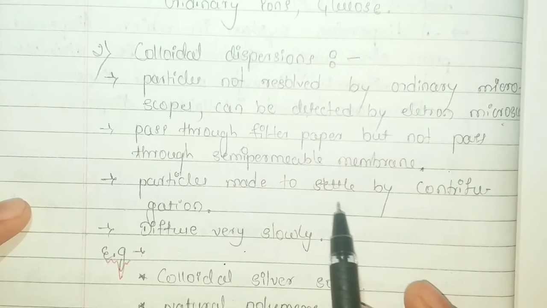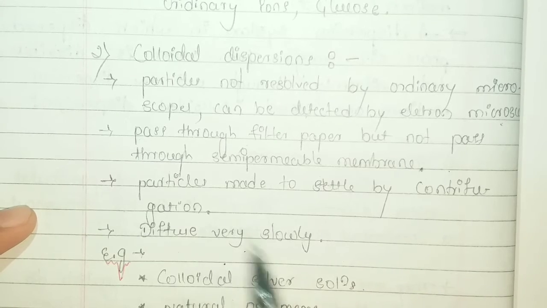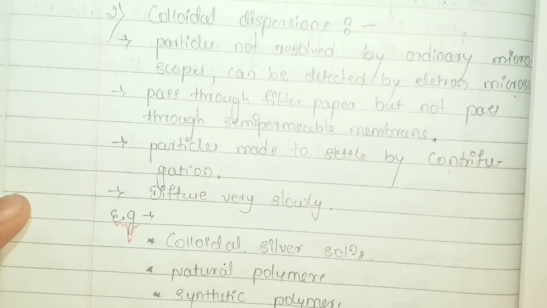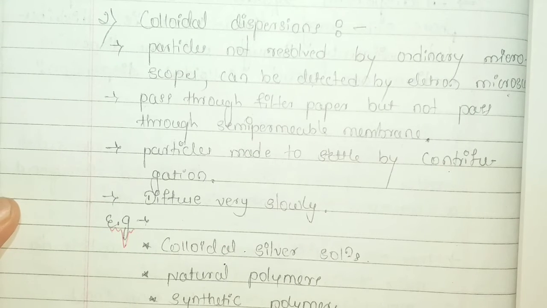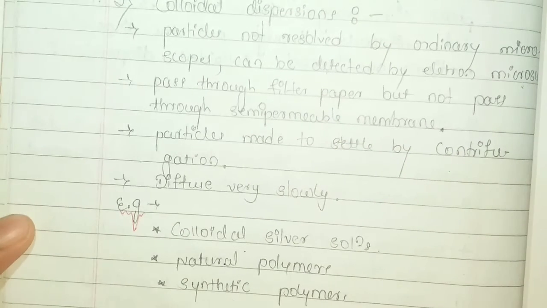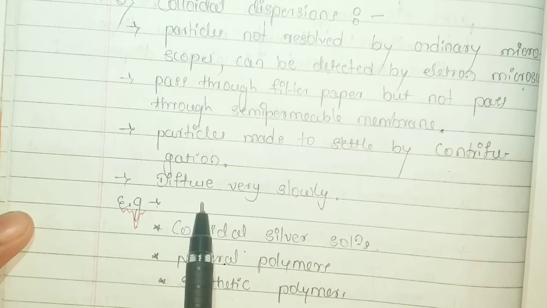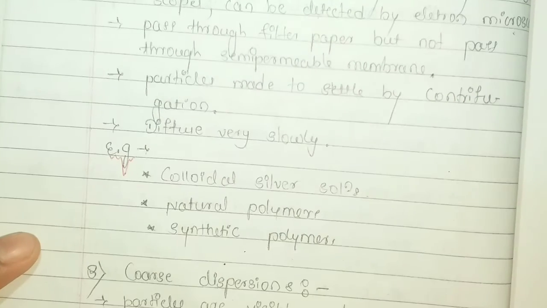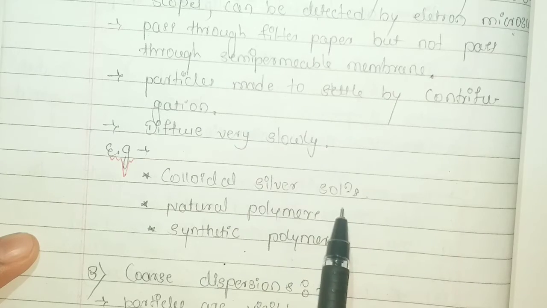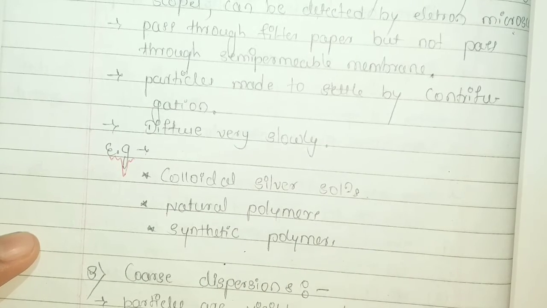The particles can be made to settle by centrifugation. When we apply centrifugation to a solution, the particles settle down at the bottom of the beaker. They diffuse very slowly. The examples are colloidal silver solution, natural polymers and synthetic polymers.